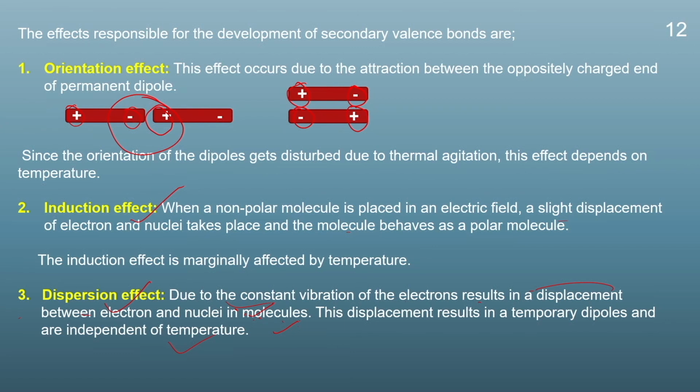If we look into the contribution of all these effects, generally the effect of orientation will be around 77%, whereas the effect of dispersion will be 19%, and the rest will be the induction effect. So generally these are the shares of the different effects in the development of the secondary valence bond. Going by this, orientation produces a larger effect in comparison to dispersion and induction.